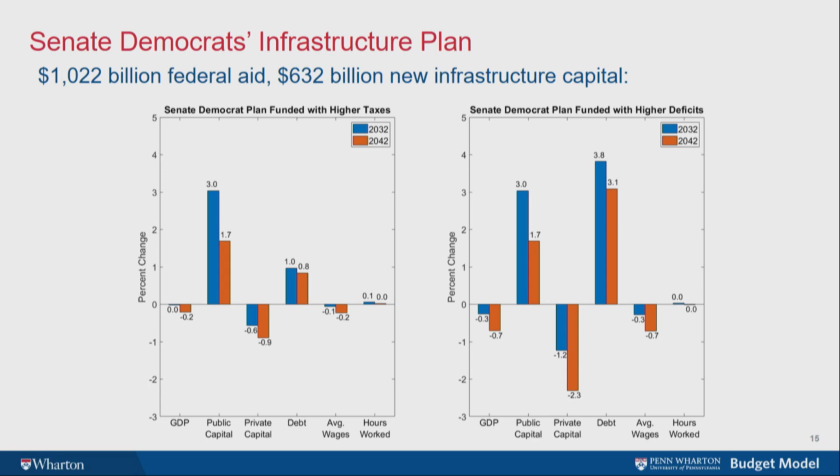And you can see how that happens in the fourth pair of bars there. Debt in 2032 is about a percentage point higher than it would be in a world without a plan. And that has a drag on private capital.